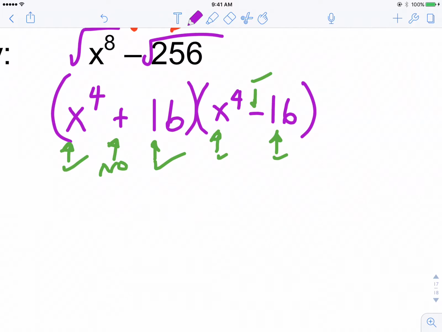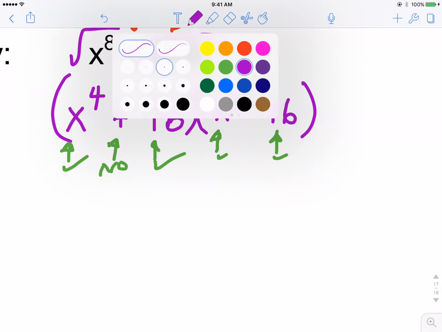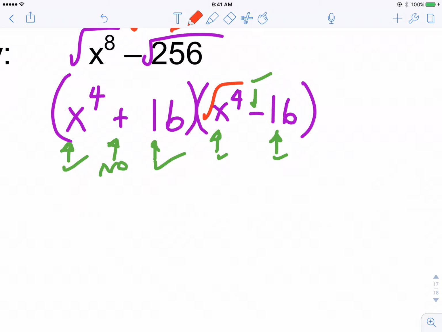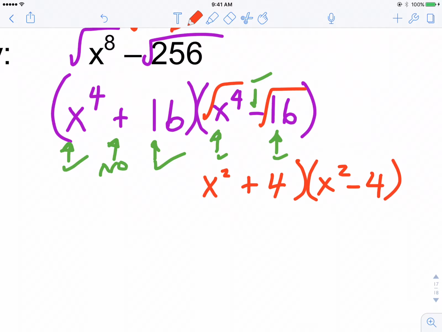Well, what's the square root of x to the 4th? Let's pick a color, red. Square root of x to the 4th is going to be x squared. Square root of 16 is going to be 4. One is going to be plus, one is going to be minus. But again, don't forget the things that you've factored out already. You can't just arbitrarily leave them out. They are factors. They have to be written there. X to the 4th plus 16.